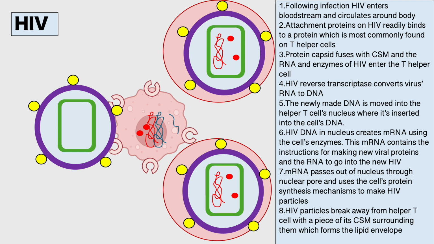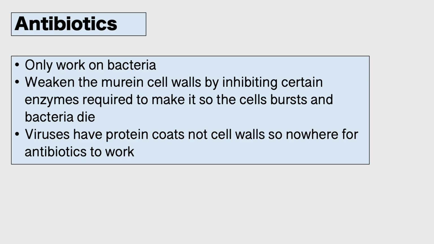One way of treating diseases is using antibiotics, but antibiotics only work on bacteria. They weaken the murein cell walls by inhibiting certain enzymes required to make it, so the cell bursts and the bacteria die. Viruses have protein coats and not cell walls, so there's nowhere for the antibiotics to work.